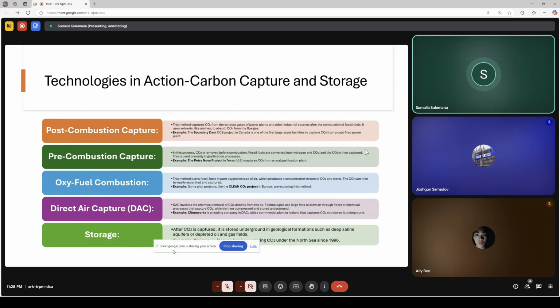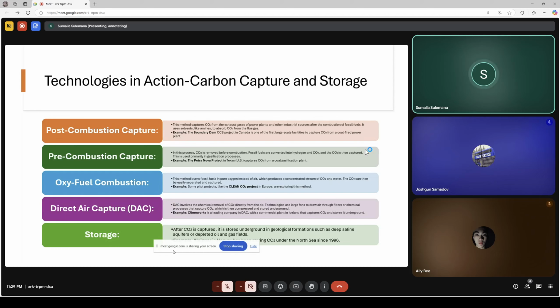Technologies in action in carbon capture and storage, or CCS: we have post-combustion capture. The method captures CO2 from the exhaust gas of power plants and other industrial sources after combusting fossil fuels. It usually uses amines or solvents to absorb CO2 from the flue gas. An example I can give here is the Boundary Dam CCS project in Canada, which is one of the first large-scale facilities to capture CO2 from a coal-fired power plant.